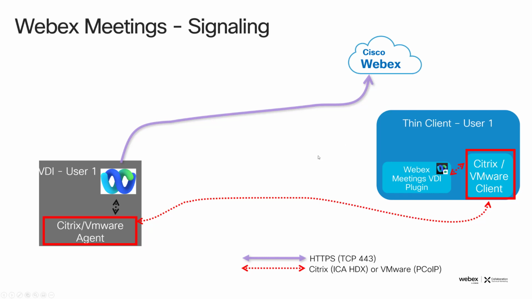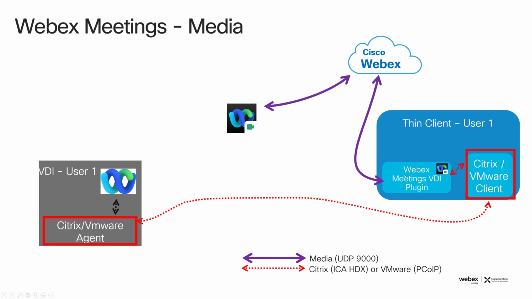And then once the user is in the meeting, all audio and video will be terminated on the thin client where the Webex Meetings VDI plugin resides. So what this means is the camera plugged into the thin client will capture video. The video will be encoded locally and sent to the Webex Meetings media service. Same thing for audio. The user's microphone plugged into their thin client device captures audio locally, it's encoded locally, and sent to the Webex Meetings service.